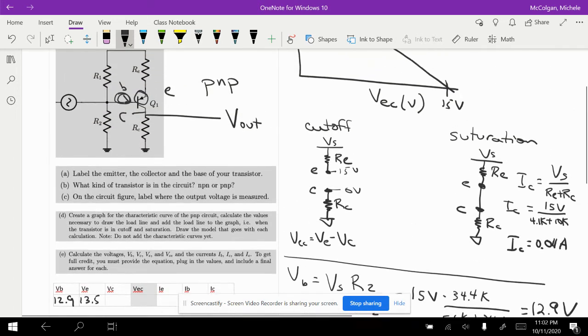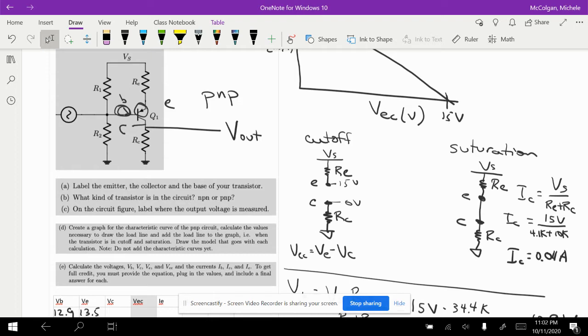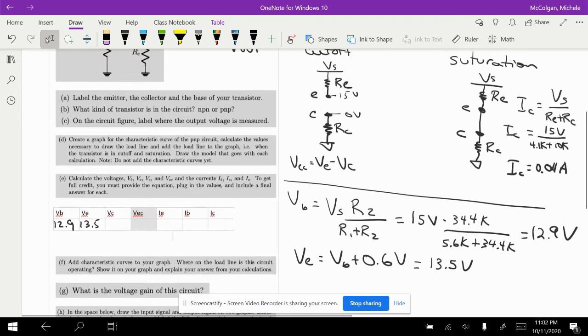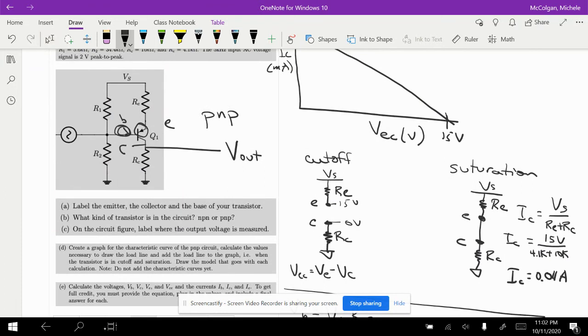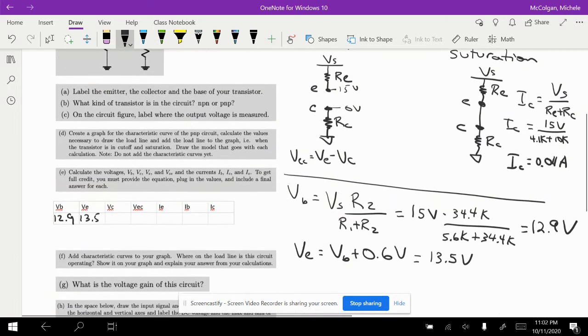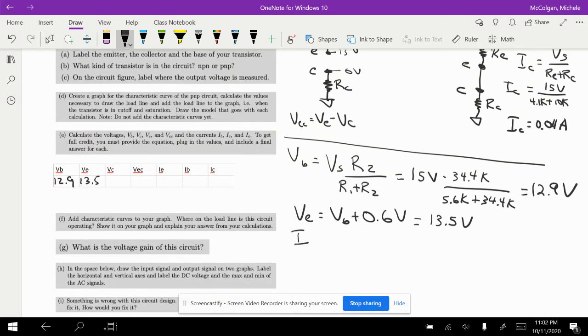The next thing I can do, I can't calculate VC yet, but I can calculate my IE. So the way I can calculate my IE is I'm looking at the voltage drop across RE. That voltage drop is going to be VS minus VE. So to calculate IE, I need to calculate VS minus VE over RE. And so that's going to be 15 volts minus 13.5 volts all over RE, which is 4.1 K.